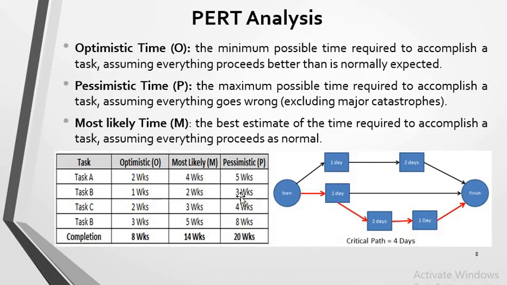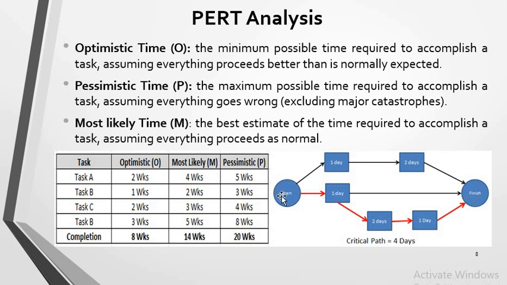Like for task A, we would calculate the pathway. For task B, we will calculate the same, optimistic, most likely, and pessimistically. And for task D, and so on. For every task, we would calculate the critical path. For example, if task A would start and complete, optimistically it would take 1 day and then it gets finished.